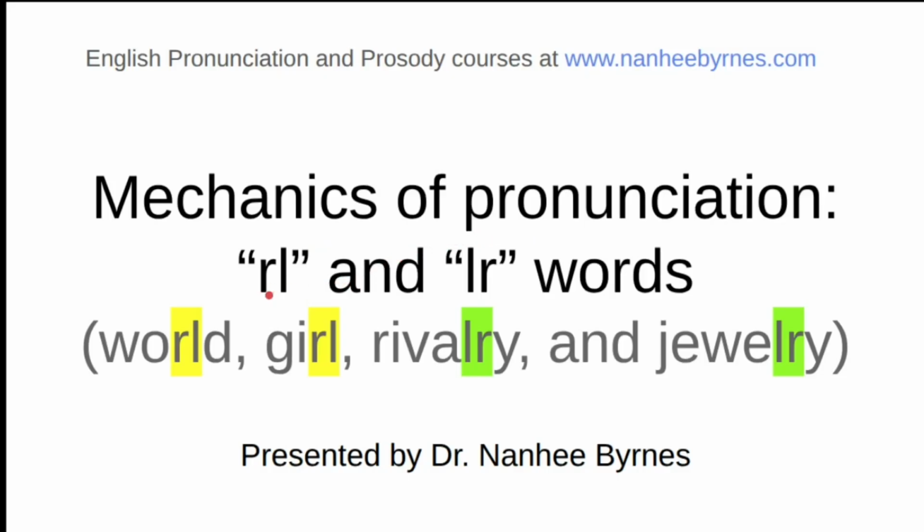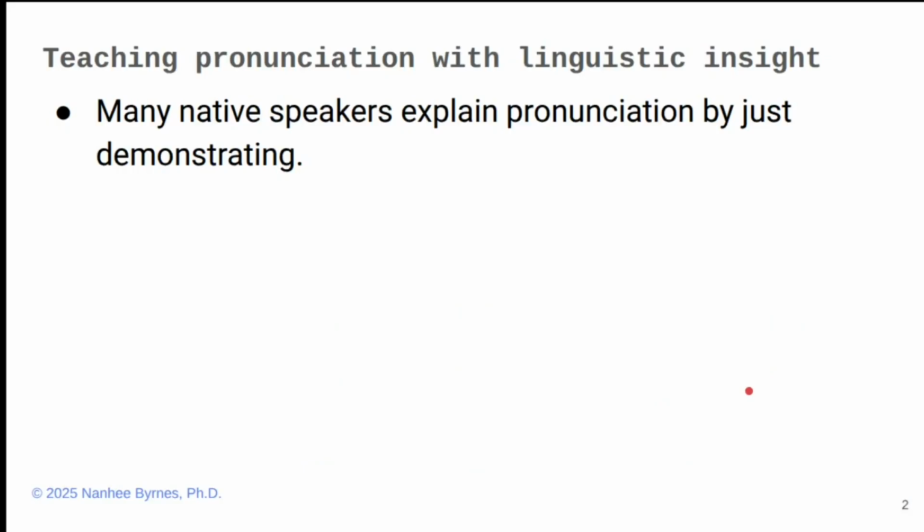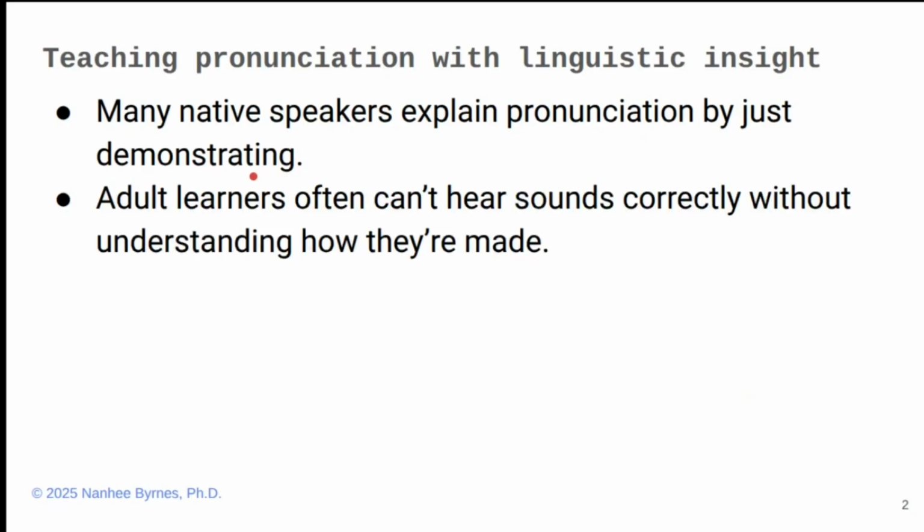Today, we're going to learn how to say some of the most challenging English words. Words like world, girl, rivalry, and jewelry. Why are these words so hard? Many native speakers have tried to explain them by simply demonstrating how they pronounce them. But you know what? For adult learners, that usually doesn't work.